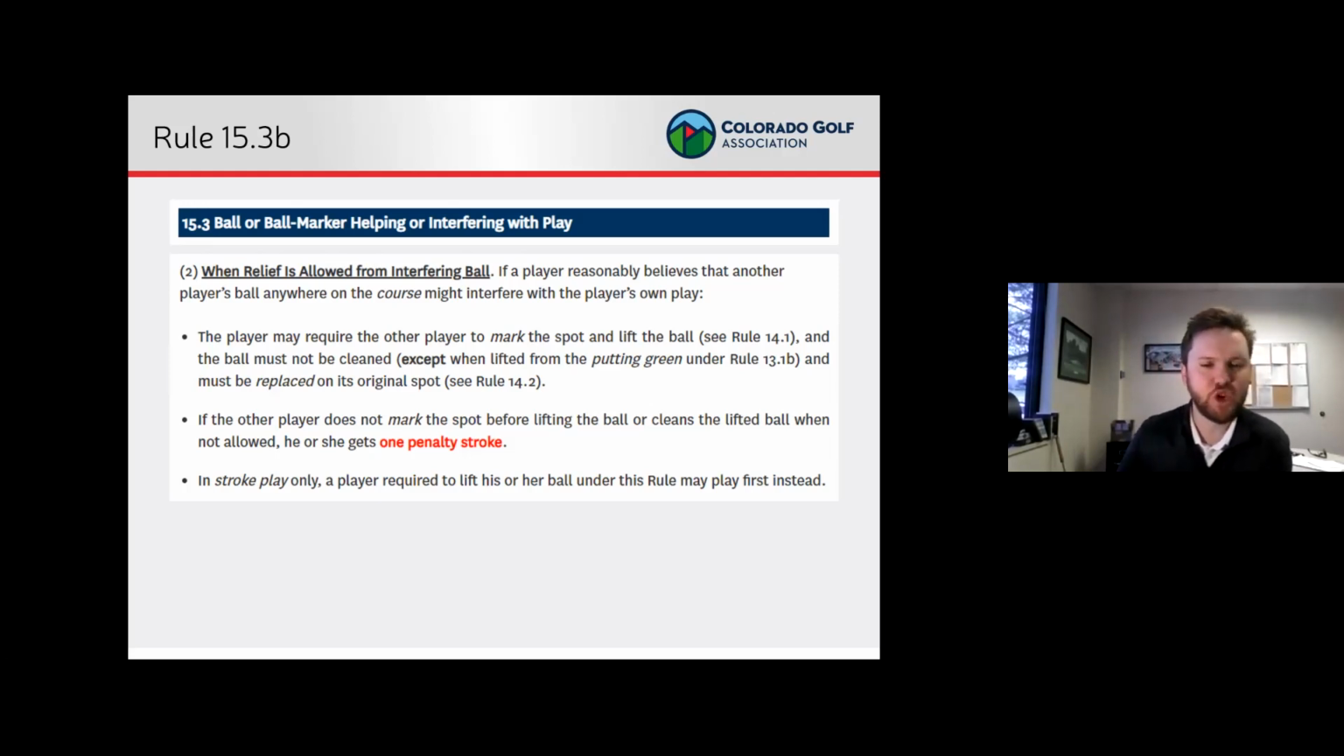In match play, it's a little more important. That's ready golf right there. It's really recommended, I would say, to go ahead and let that person just play first. If they're not going to have interference from your ball, if you're the only one with interference, they go ahead, rather, let them play.